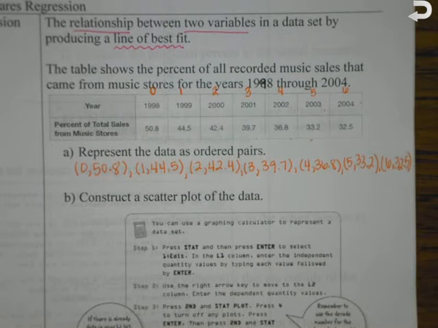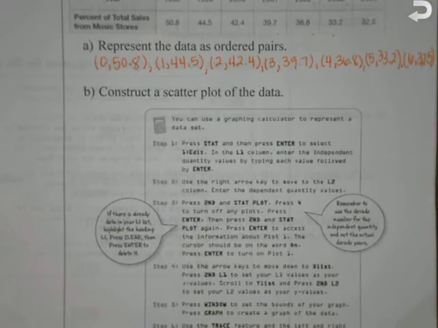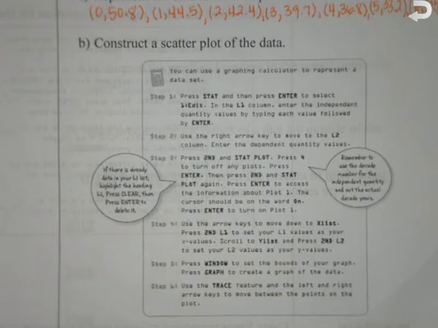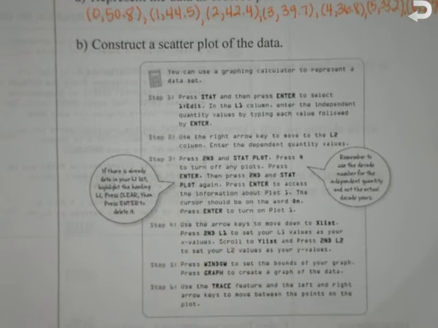So I have them in mind, but you are going to glue in the instructions. So part B, we're going to construct a scatter plot of the data, and then here's your instructions for doing that on the graphing calculator.